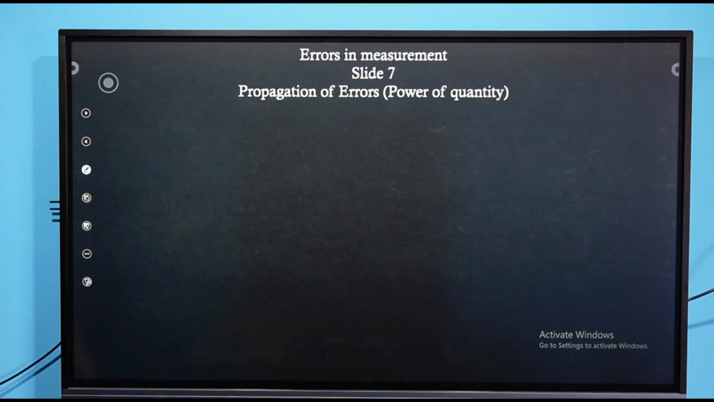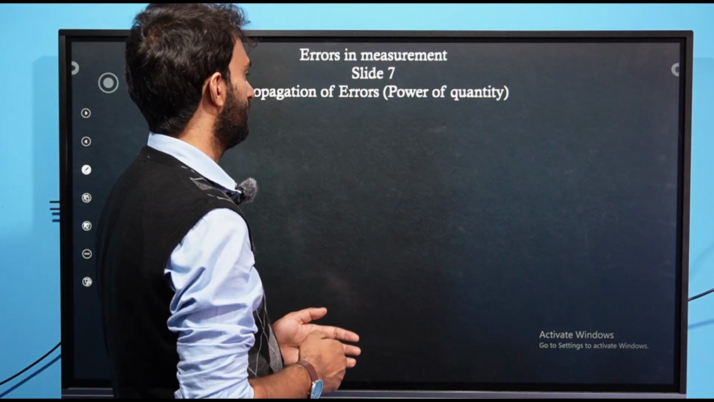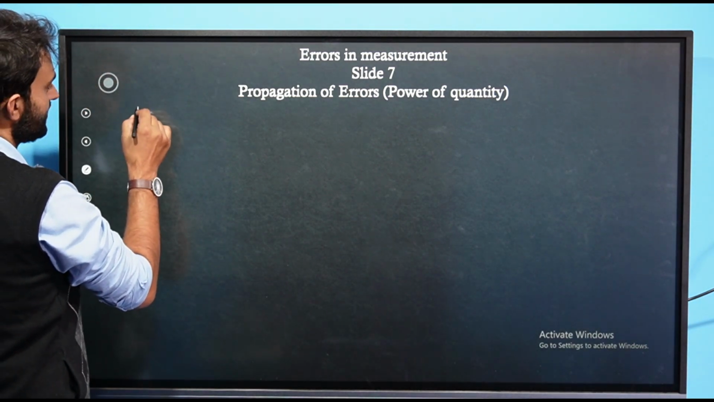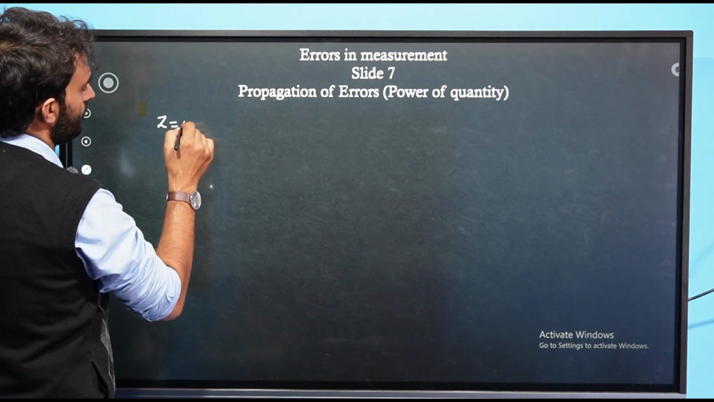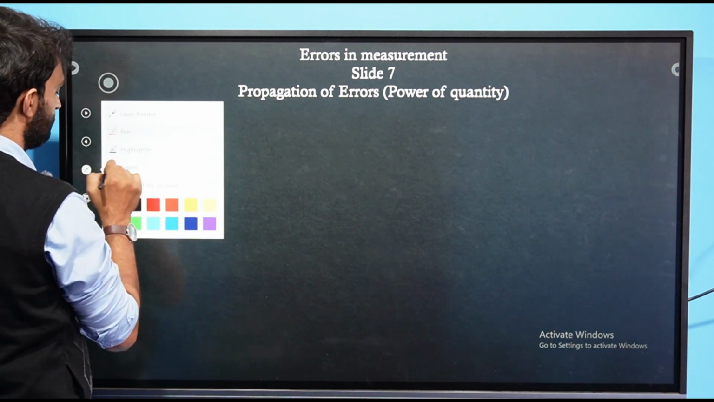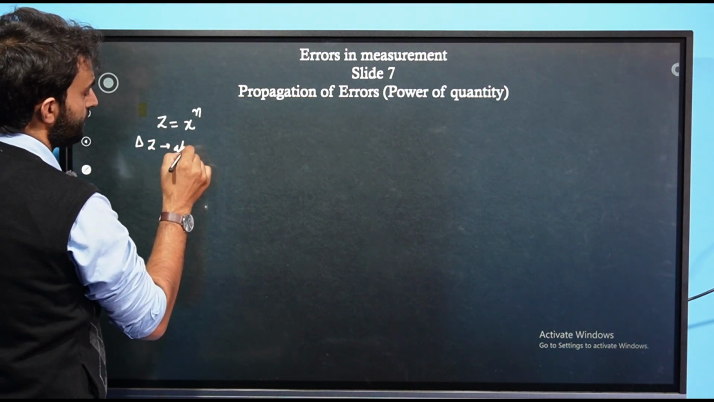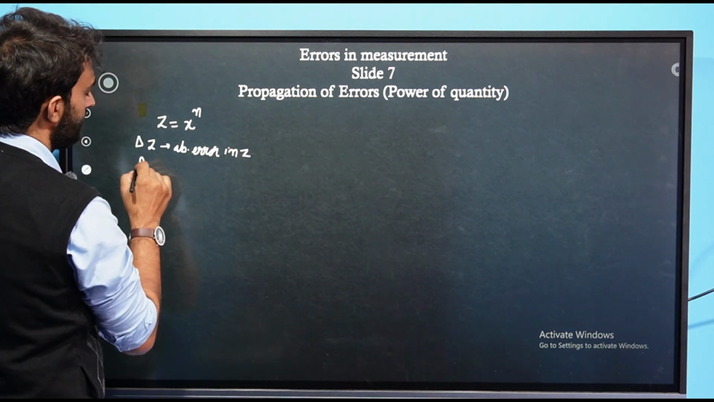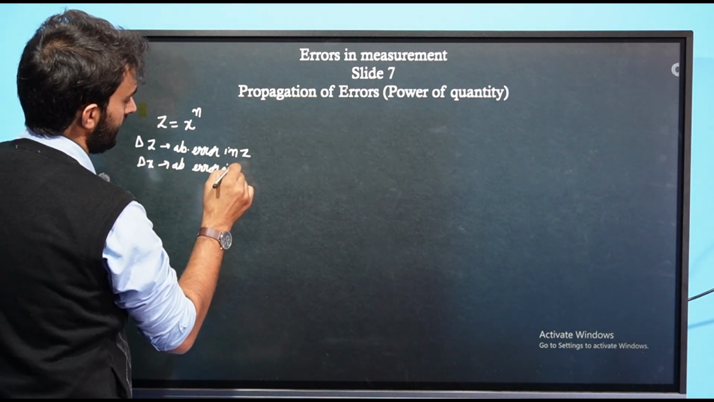Okay, so this is another type of propagation of errors where we will be talking about the power of a quantity. Let us consider z is equal to x raised to power n. For example, delta z is the absolute error in z, and delta x is the absolute error in x.